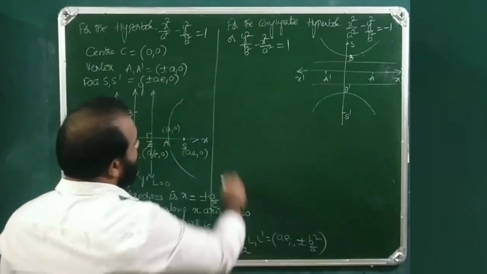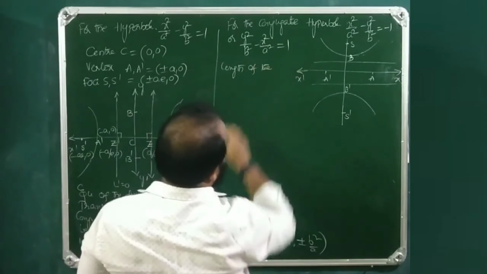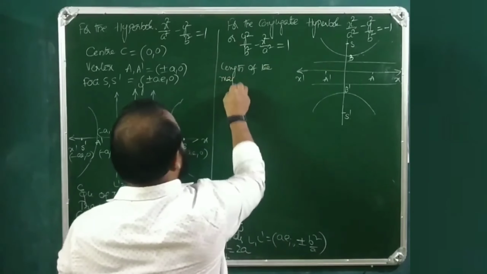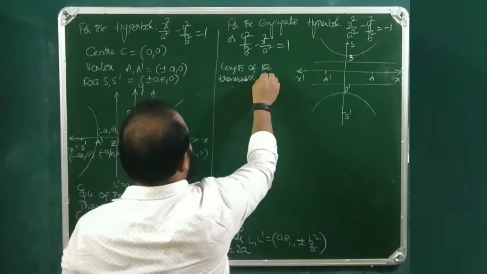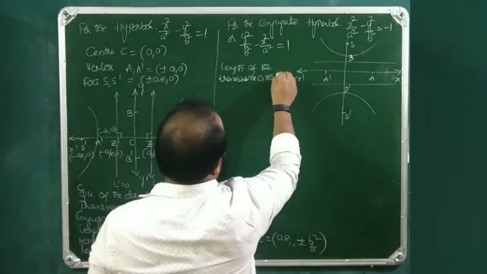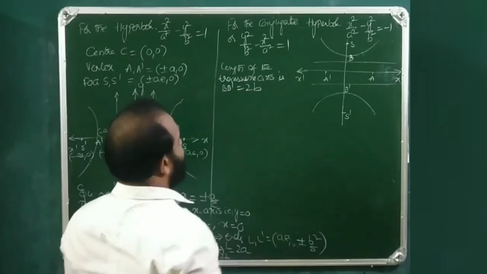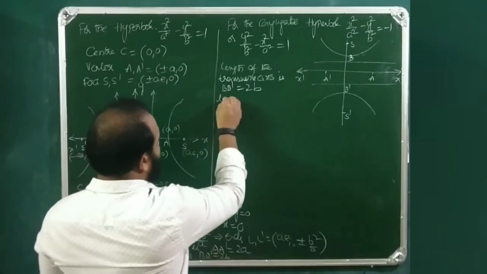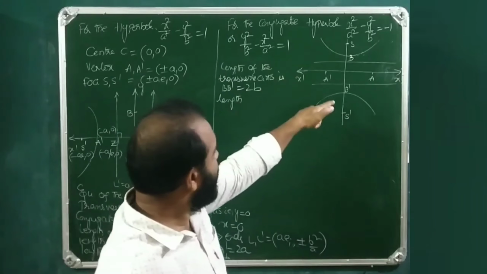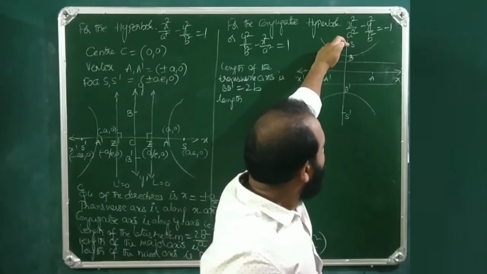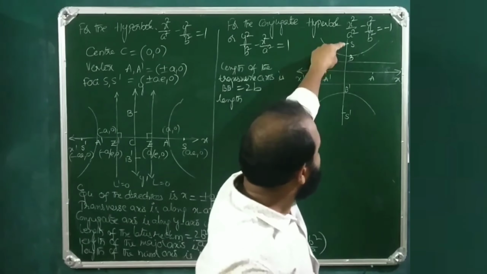So length of the transverse axis is BB dash is equals to 2b. What is the transverse axis? On the y-axis, on which transverse axis means the line which is passing through the focus.